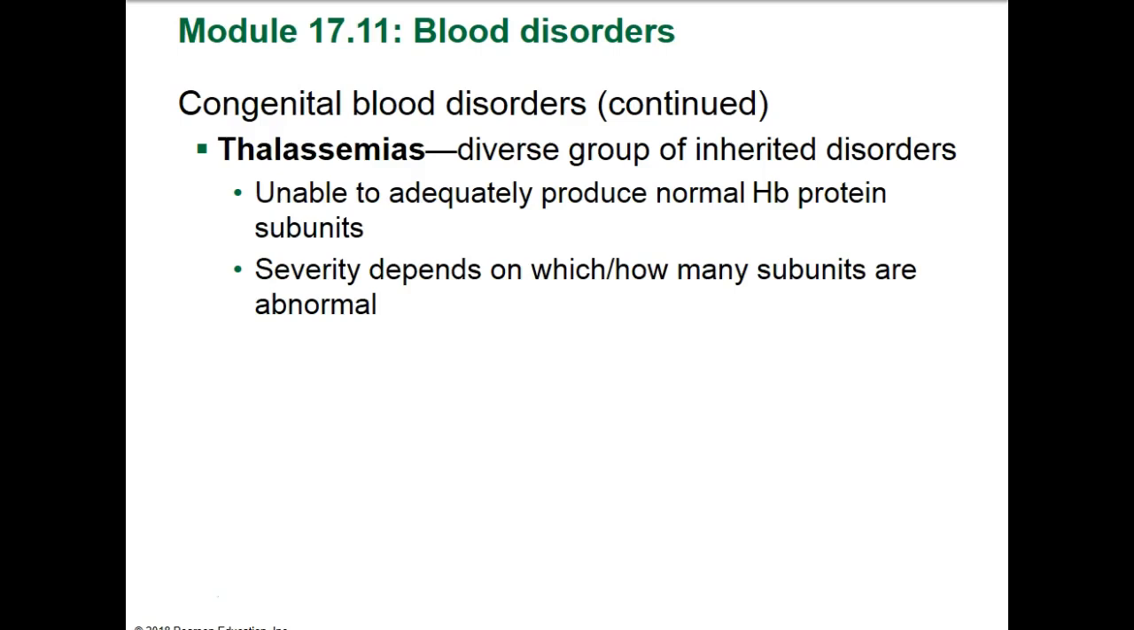Thalassemias, this is a diverse group of inherited disorders. You're unable to adequately produce normal hemoglobin protein subunits, but whether it causes a problem or not depends on how many of the subunits are abnormal in the person.